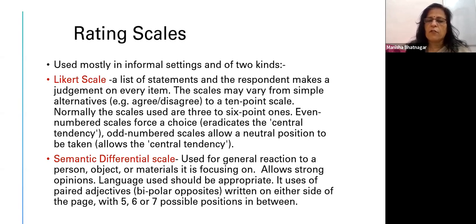But if you wish, you can give an odd numbered one also. And in that, you can allow a neutral position. Like there can be a central tendency also.